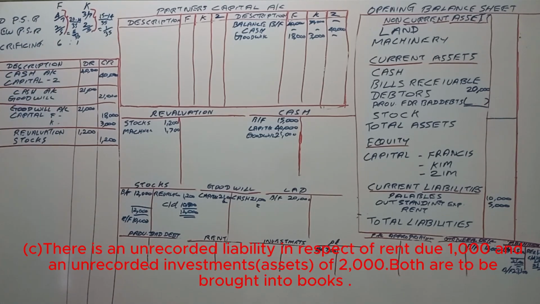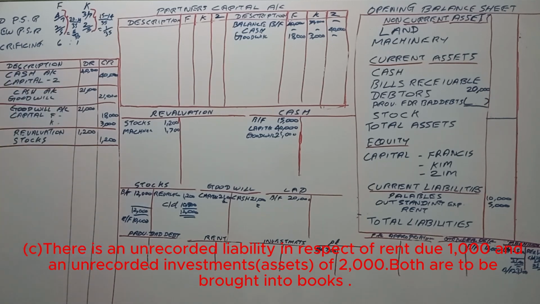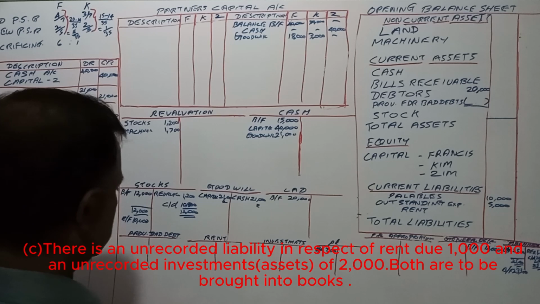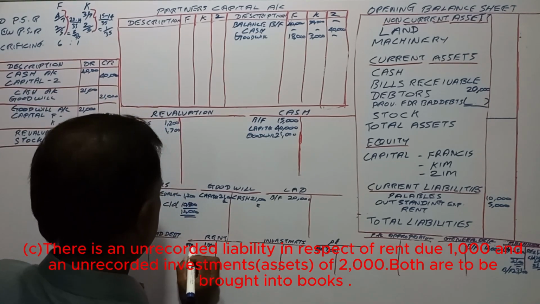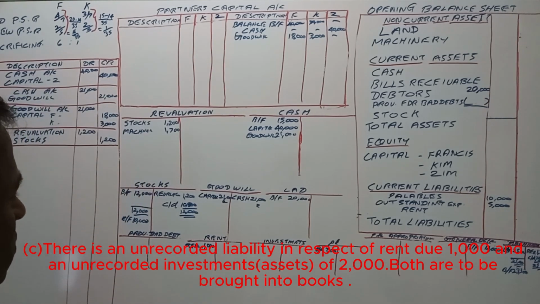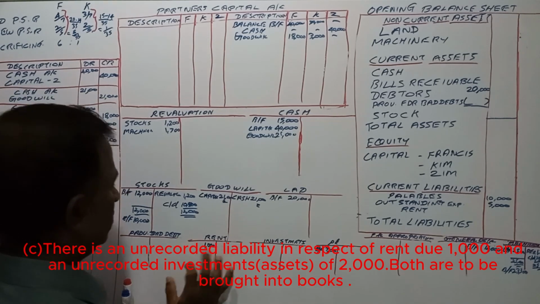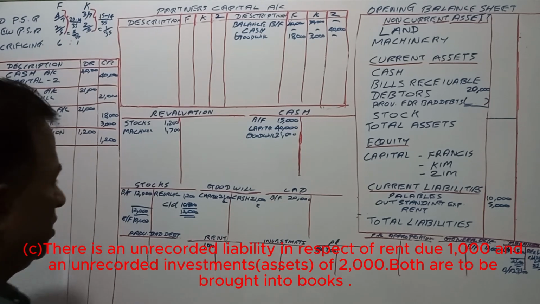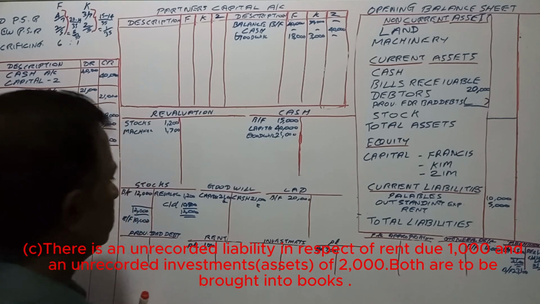Okay, there is an unrecorded liability in respect of rent. So rent due is 1000, rent account 1000 debit. Revaluation account, or not the revaluation account, unrecorded, no. So we have to say profit and loss account, PNL.